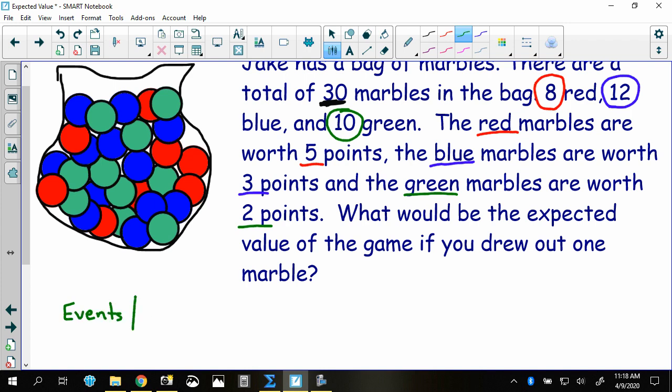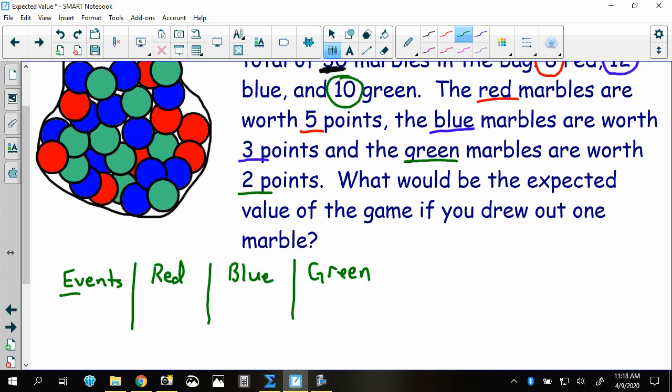We have the event of getting red. We have the event of getting blue. And we have the event of getting green. Those are the three things that we have a possibility of doing.